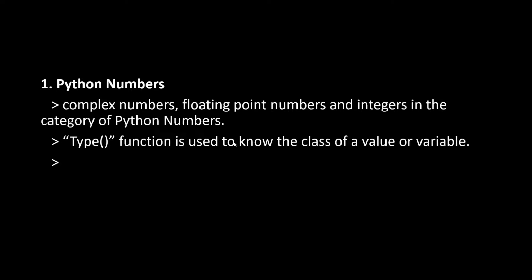First one, Python numbers: complex numbers, floating numbers, and integers are in the category of Python numbers. What are the Python numbers? Complex numbers, floating numbers, and integers are the Python numbers. And the type function we use in the case of variables or values. This is used to find which type of variable we are using.